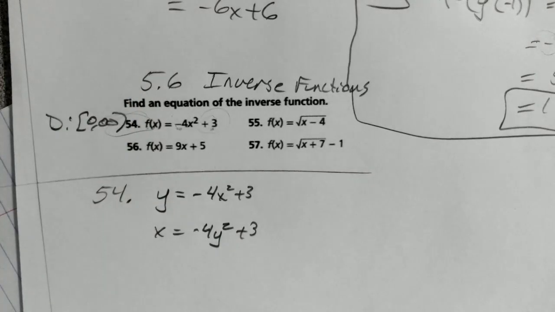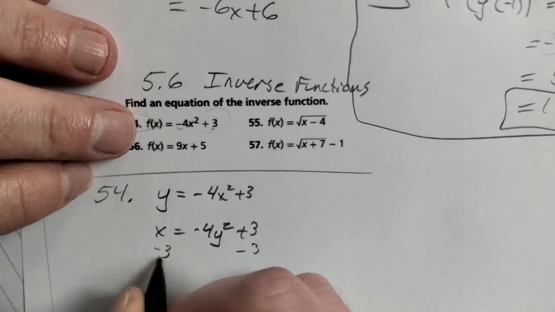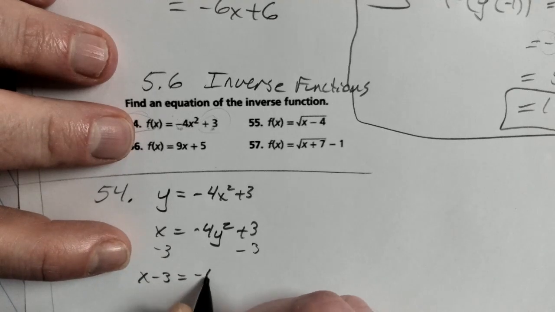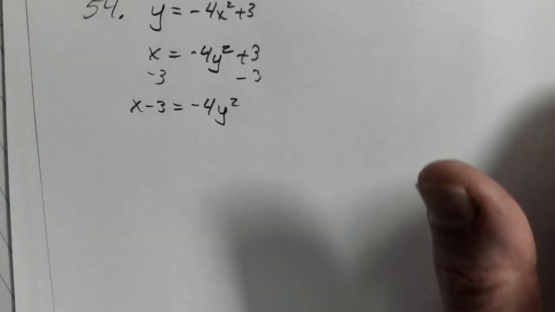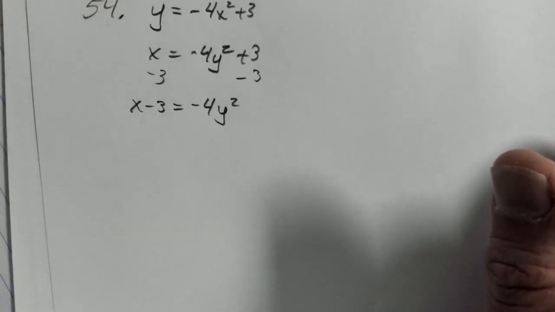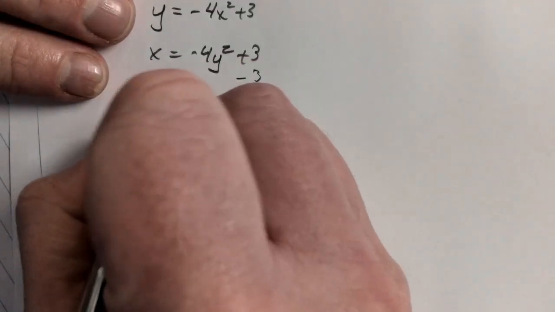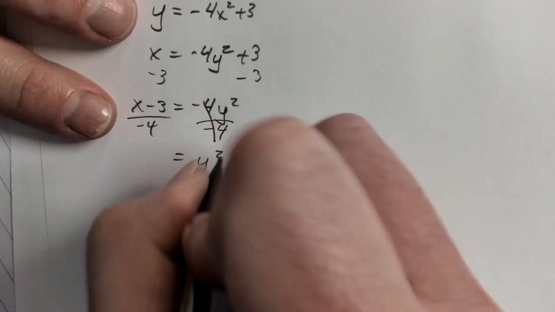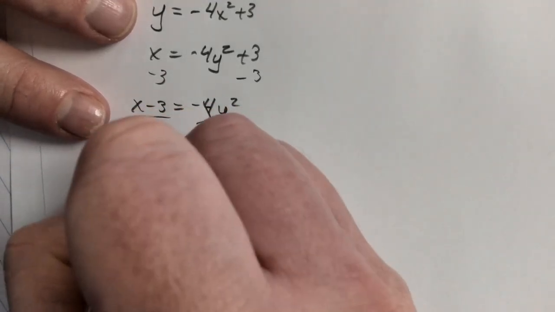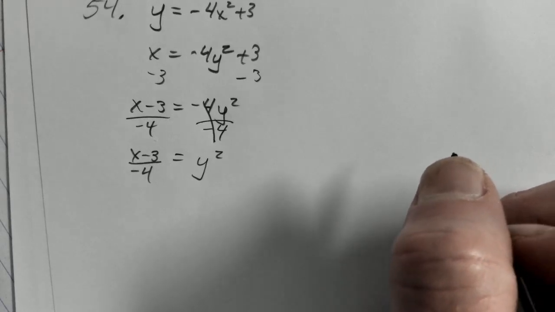And now we have to solve for y. Cade, what's your first step? You got that right. So x minus 3 is equal to negative 4y squared. All right. Cade, what's going to be your next step? Nice, good job. Yep, divide both sides by negative 4. So once that cancels out, we're left with y squared on the right side, and we get x minus 3 over negative 4 on the left side. Yeah, now we got to root both sides.